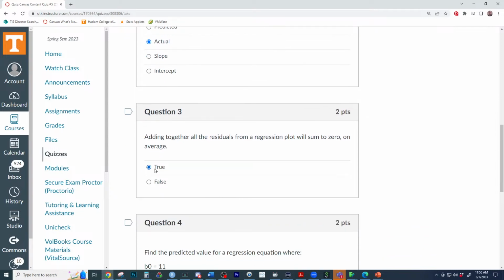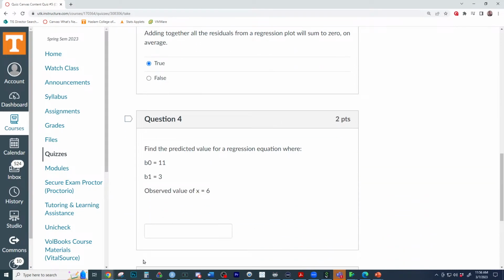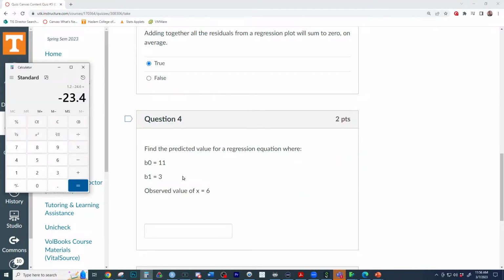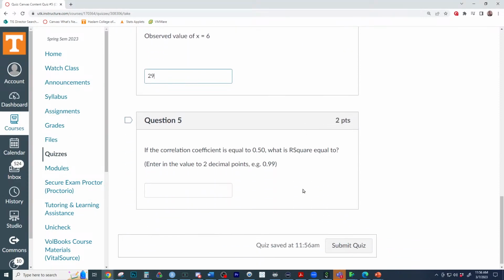Adding together all the residuals will sum to 0. True. Make a prediction. Well, this one we did earlier. We're going to just take right there and plug 6 times 3 plus 11, and we get 29. Double check your work. Be very careful.